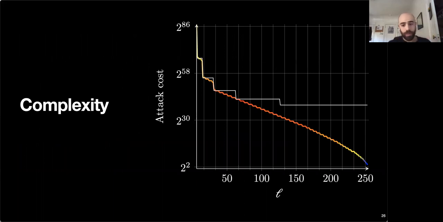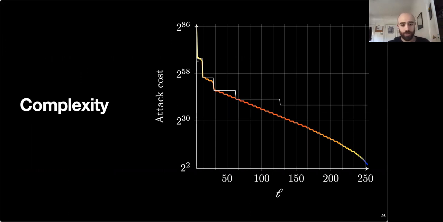To give you an idea of the complexity of this attack, I put a diagram with how big L is. L at the end of the day is going to be the number of parallel sessions that will be open in order to run the attack. And we will see this in a second. And I'm also plotting the number of operations required in order to run the attack.